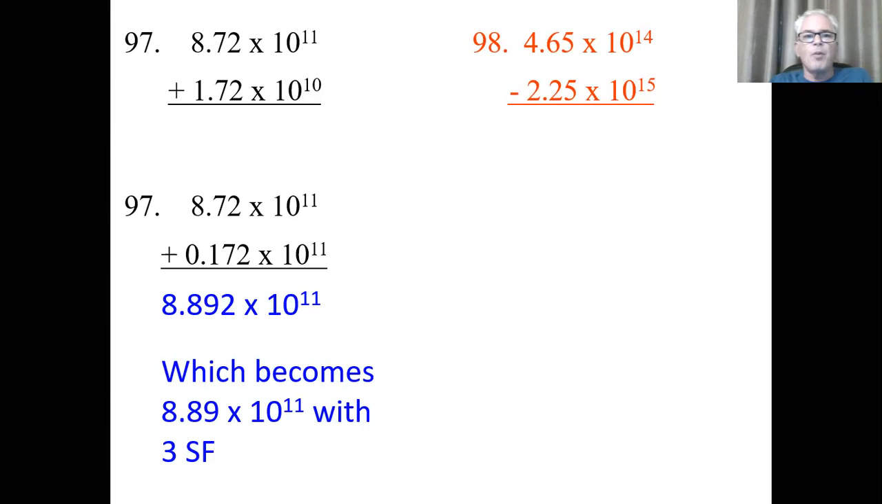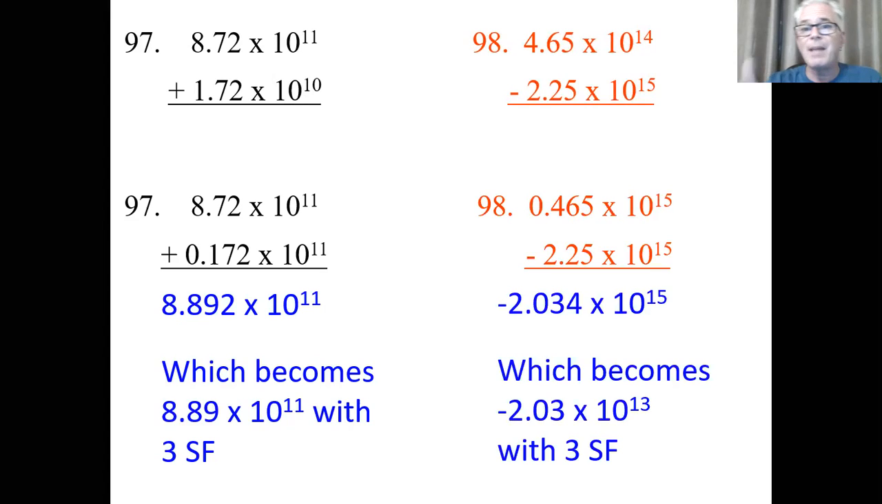All right, let's see what we got. 97. I made them both 10 to the 11th. So the top number, 8.72 times 10 to the 11th, that's going to stay. There's no problem. But if we make the bottom number, 10 to the 10th, make it 10 to the 11th, that goes up. We got to make the other one go down by 10. We got to move the decimal the other way, and then we just add them up. And then we got to check significant figures. Three significant figures, it becomes 8.89 times 10 to the 11th. Three significant figures. Now, for the next one, you have to choose. And again, I forget which one I chose.